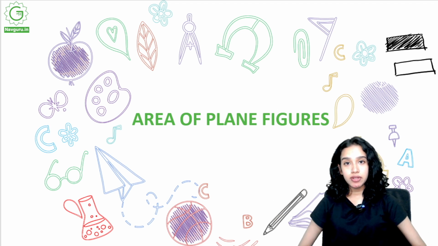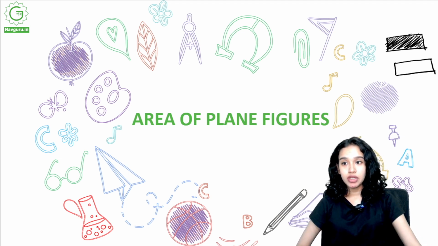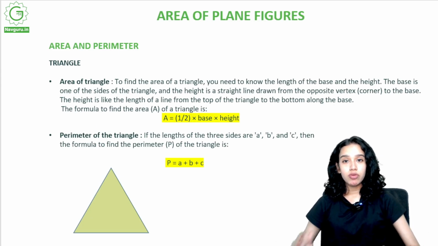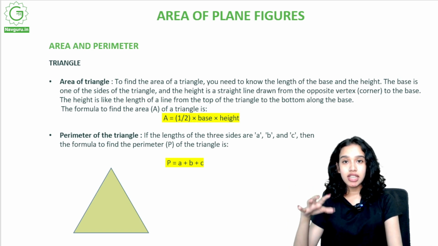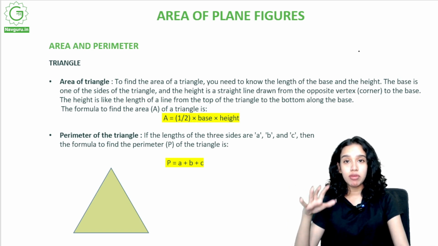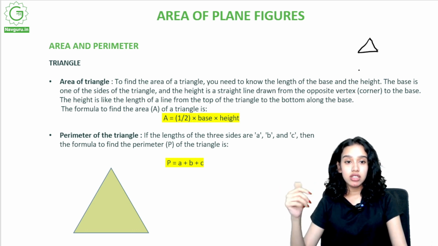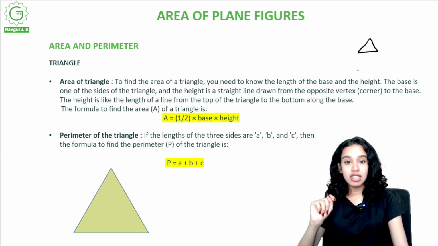Now we'll talk about different figures and what the areas and perimeters of these figures are. The first figure we are talking about is a triangle. We know about triangles. A triangle is basically a two-dimensional figure with three edges and three vertices. First of all, let's talk about the area of a triangle. To find the area of a triangle, you need to know the length of the base and the height.